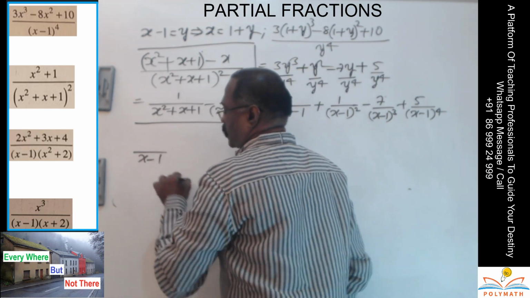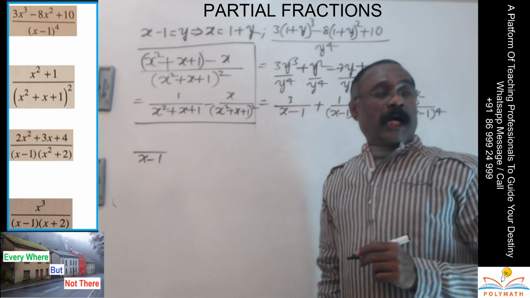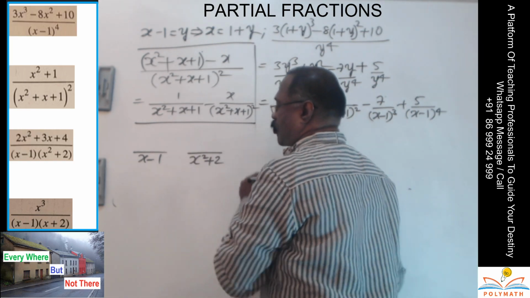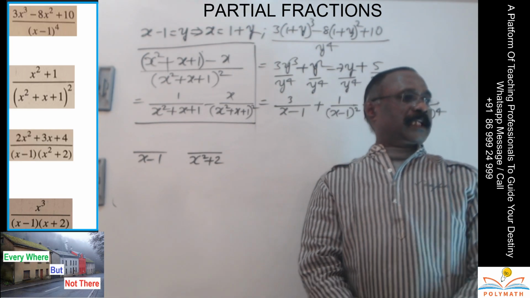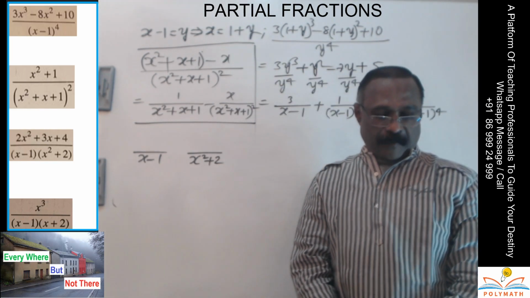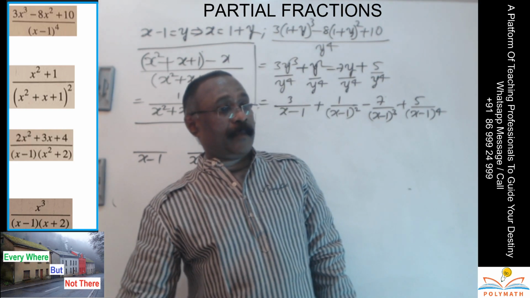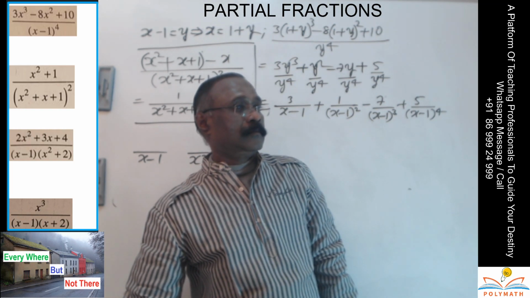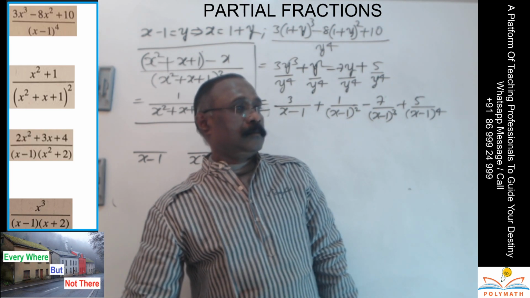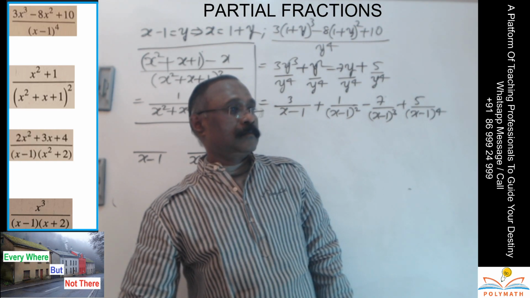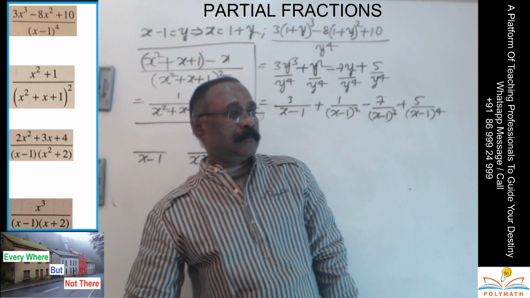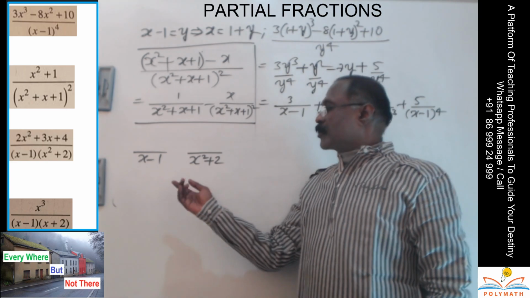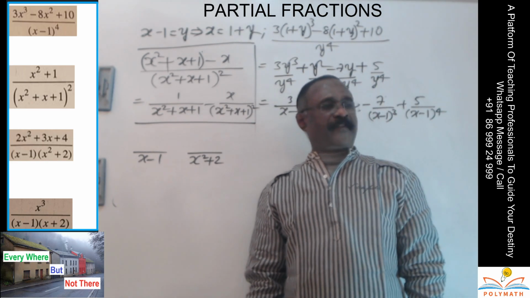Denominator, x minus 1. And this denominator, x squared plus 2. Nothing other than that we can do, because x squared plus 2 cannot be split. Yeah, Arun? That cannot be split. x squared plus 2 stays as it is. There are no real factors for that one.